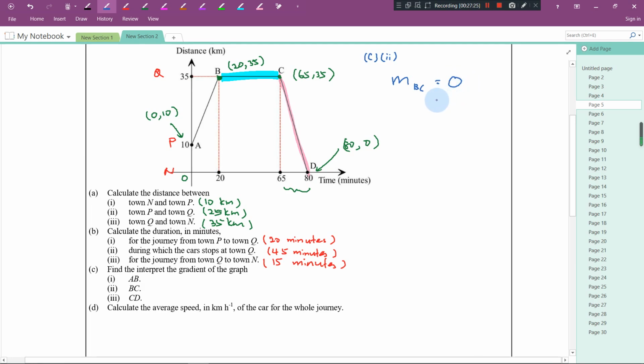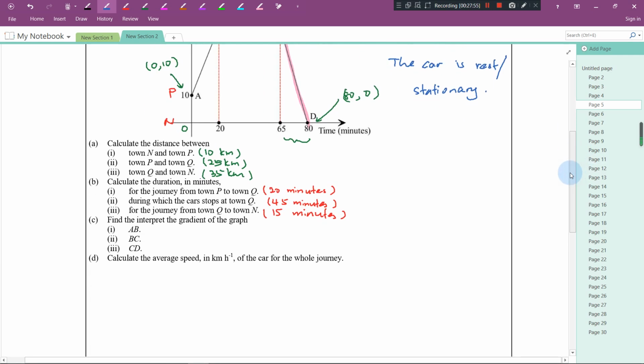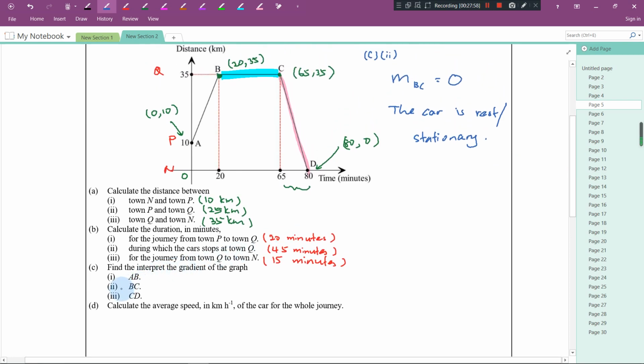So it means that the car is rest, or if you don't want to use the word rest, you can use stationary. Okay, remember this word because you will always see these words in these chapters. Means that within this period the car doesn't move, rest at town Q. Okay, we try last one, last part for part C.